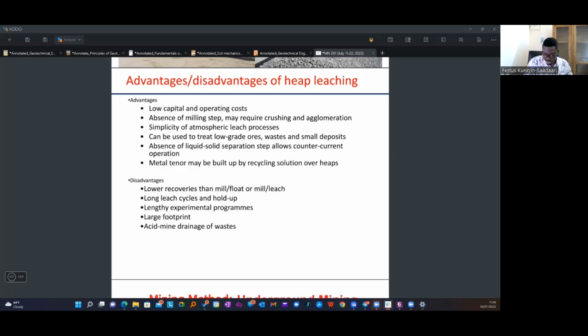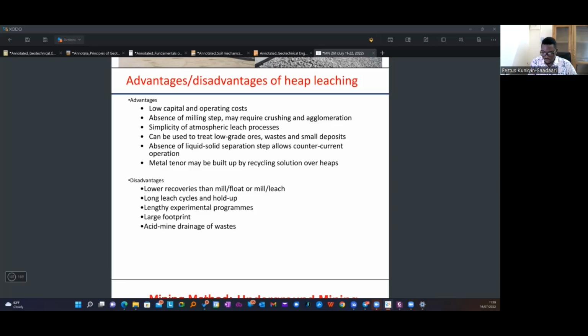Then it can be used to treat low-grade ores. Yes, exactly what Goldfields used to do. So when the grade of that ore is too low, that you don't think that low material is worth going through your crushers and your milling process, then you bypass this thing.